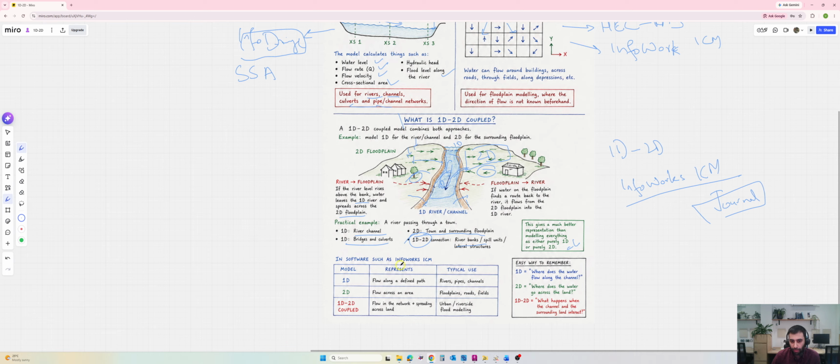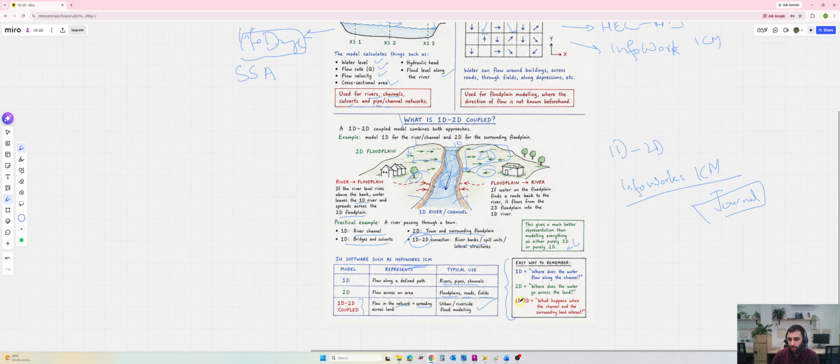So, about InfoWorks ICM, as I mentioned earlier, how we can use it: for example, flow along a defined path, which is basically rivers, pipes, and channels, and flow across a 2D area where you have X and Y axes. So floodplains, roads, fields can be the 2D model. And how about the 1D 2D coupled model? The coupled model will be the network plus the spreading across the land. For example, urban flooding models and riverside, as I mentioned, there is a lot of research going on in different cities. They are all going towards digital.